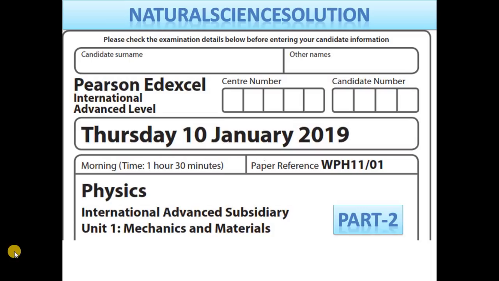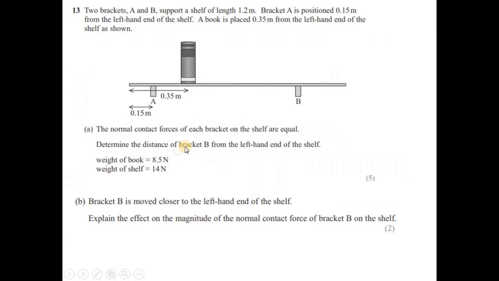This is Edexcel IAL physics January 2019 new specification WPH 11 part 2. So let's start. Question number 13.